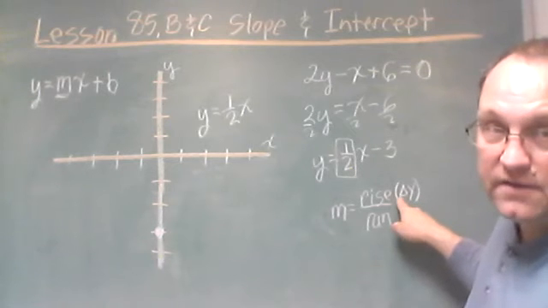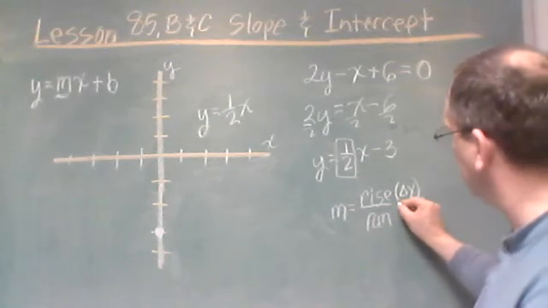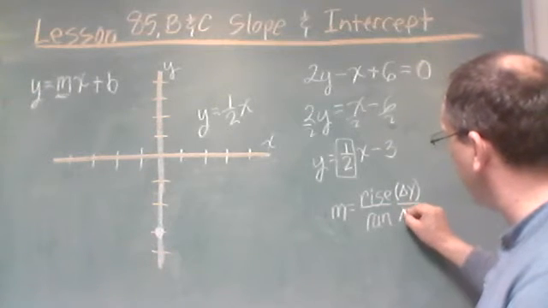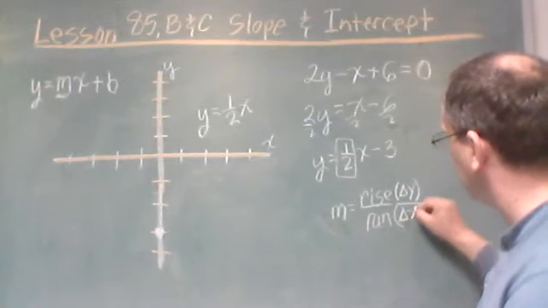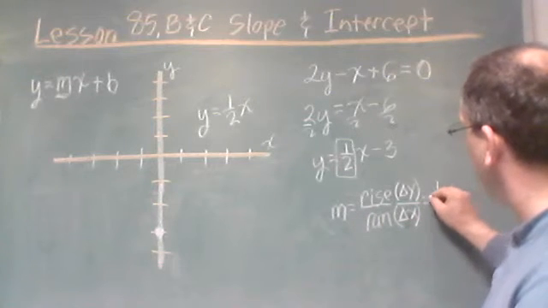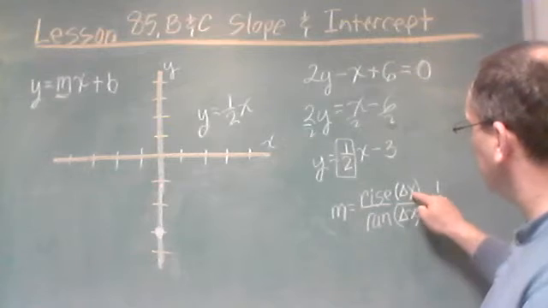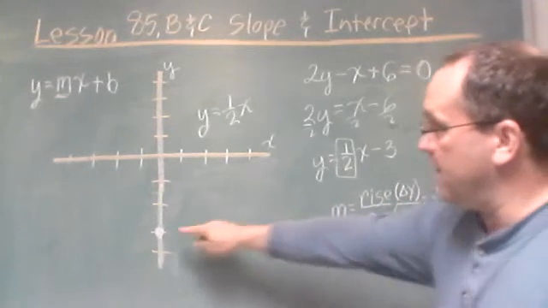Okay, delta, the triangle, is a symbol for change. It's just how much y changes divided by how much x changes. Okay, what is that in this case? It's 1/2. Okay, so let's apply that from our point.